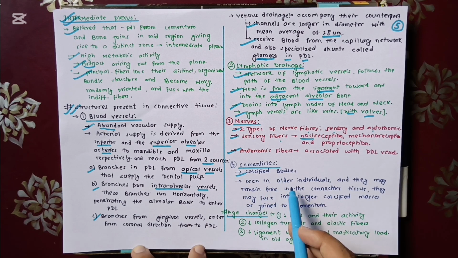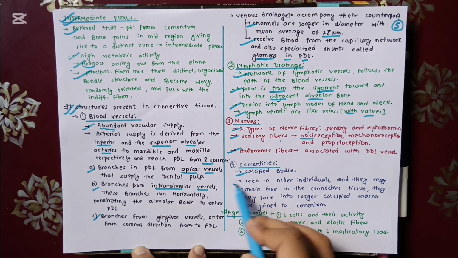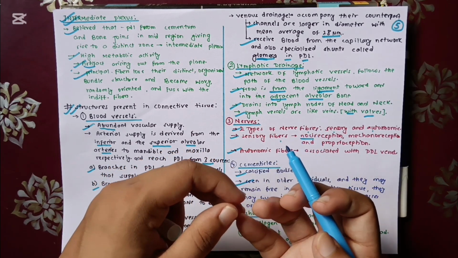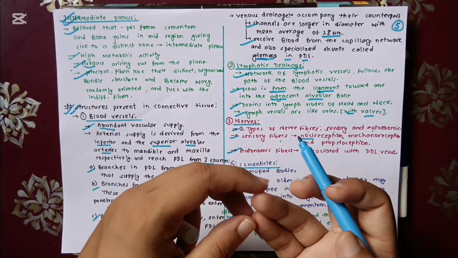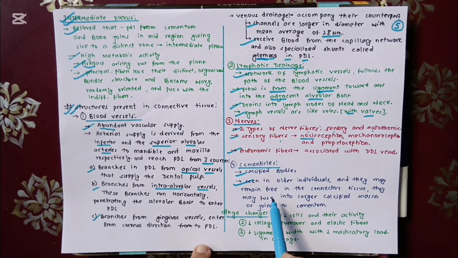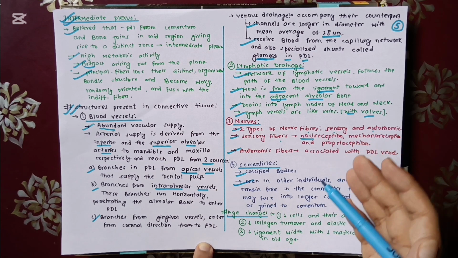But for now we just have to remember a small concept, that it is a calcified body, and it is seen in older individuals. With age it increases, and they may remain free in the connective tissue, or they may fuse into larger calcified masses or join to the cementum. So either they remain free, or they incorporate with other large calcified masses, or they are joined to the cementum. I have also classified the cementicles, that is, free, attached, like that, in the cementum chapter, so you can visit that video too.